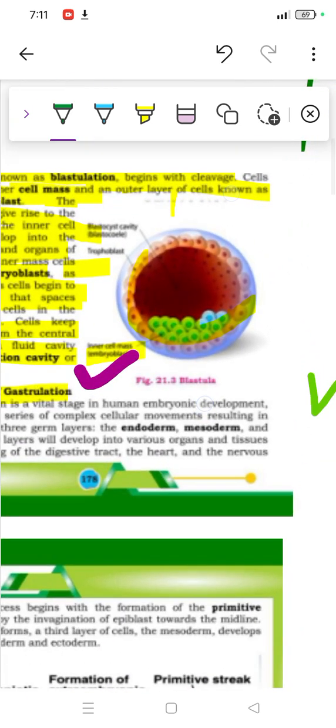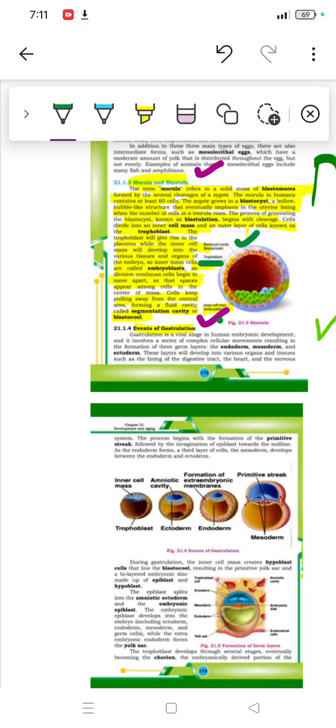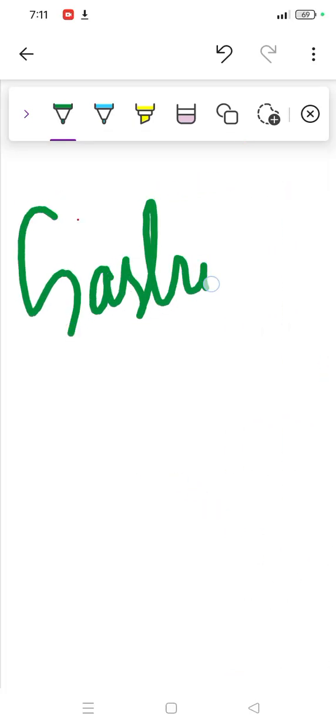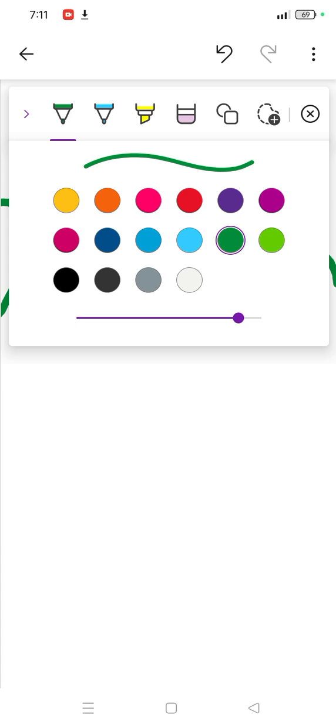So here you can see the diagram. Here's the blastocoele cavity, trophoblast, and the inner cell mass. I'm sure it will be clear, hopefully. Then comes today's topic, which I mentioned: the events of gastrulation. So let's start with this one.